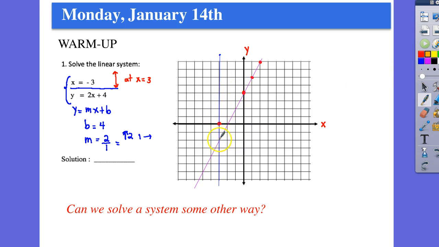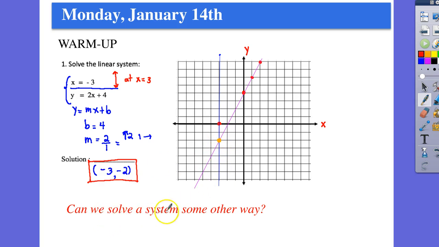So let's see. Oh, they're crossing right here. So the solution to this system would be the coordinates of this point, which is -3, -2. So the solution to this system is -3, -2. It has one solution because it has one point of intersection.